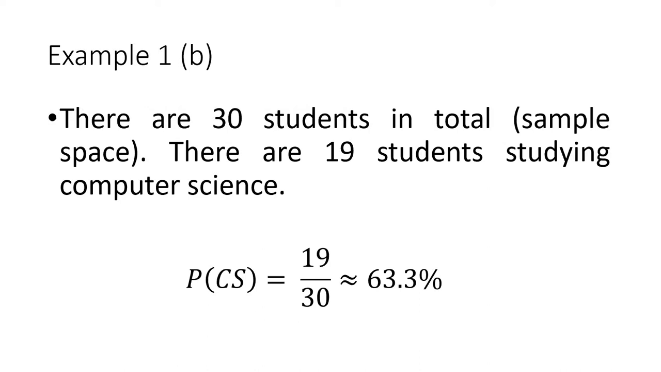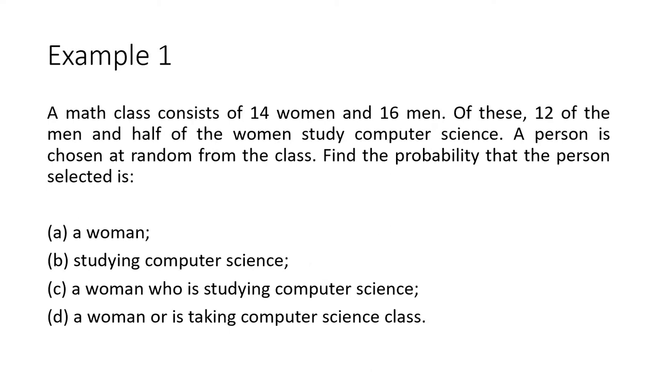As before, to calculate probability, we divide the number of elements in the success set by the number of elements in the sample space. We divide 19 by 30, and the result is approximately equal to 63.3%. So the probability that a randomly picked person studies computer science is 63.3%.